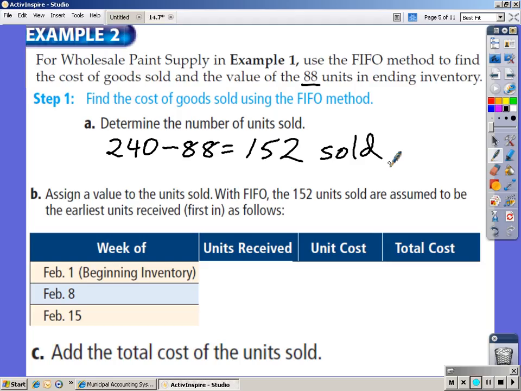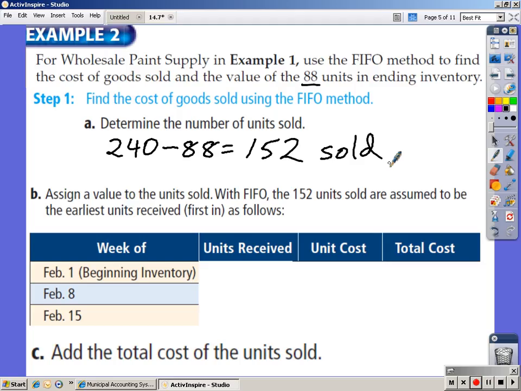Now, the next step, we have to assign a value to the units sold. With FIFO, the 152 units sold are assumed to be the earliest units received. Remember, FIFO means first in, first out. The first units that came in were the first ones we sold. We sold 152 units, so therefore the first 152 units we received need to be the first out the door.